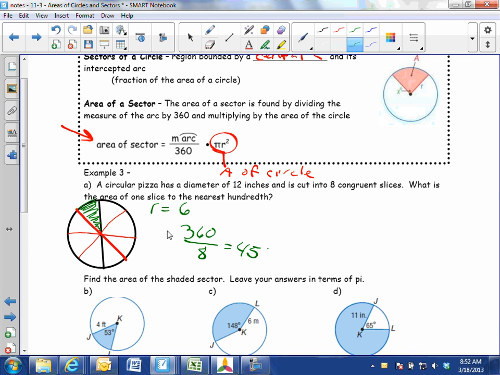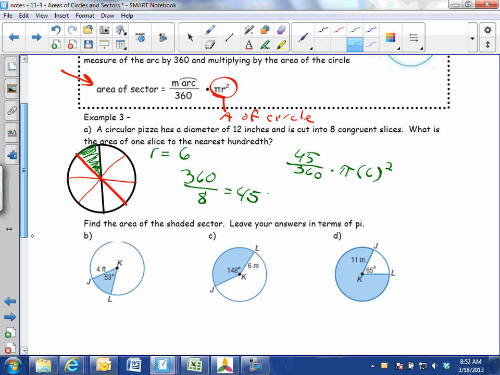That would be the measure of the arc, our angle in here: 45 degrees. Now we just plug it into our formula: the measure of the arc over 360 times pi r squared. 45 over 360 can be reduced to 1/8. So 1/8 times pi times 6 squared.